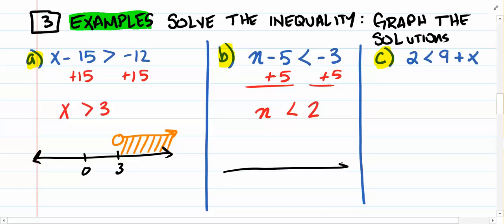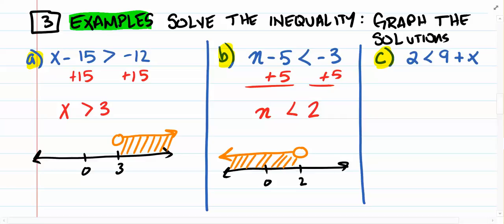So I'm going to graph the number line. I'm going to give you 0. I'm going to give you 2. And I'm going to go above 2 and put an open dot and shade to the left. So any value that's in the shaded region will make the inequality true.